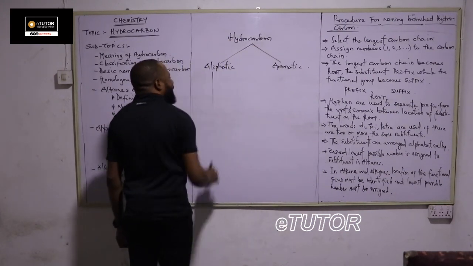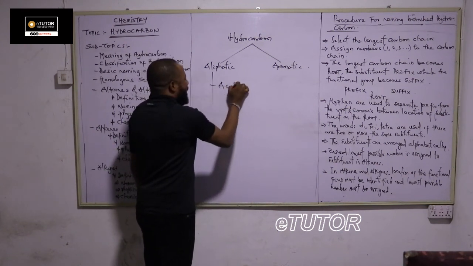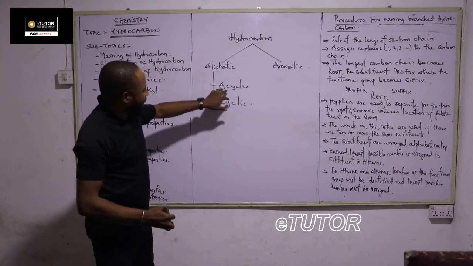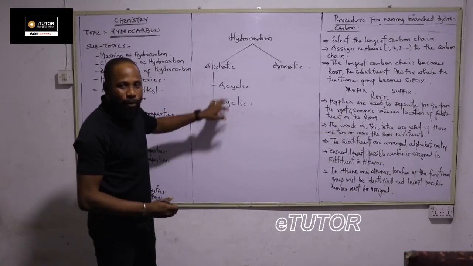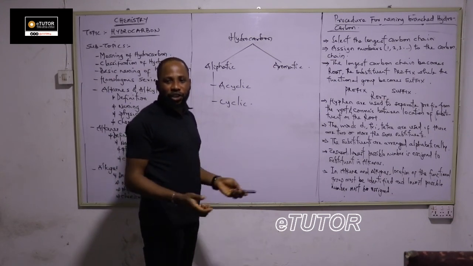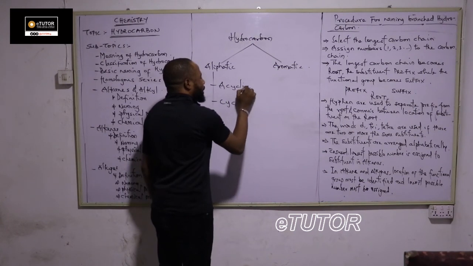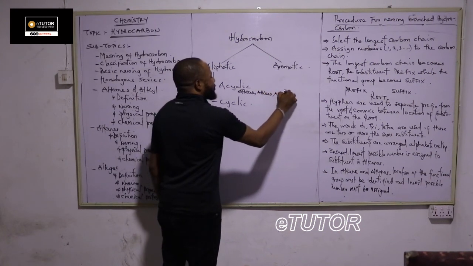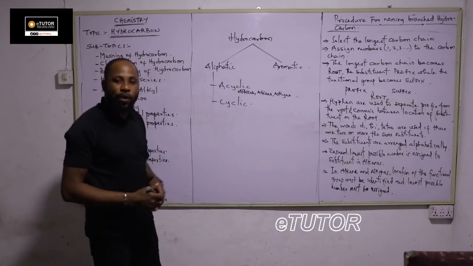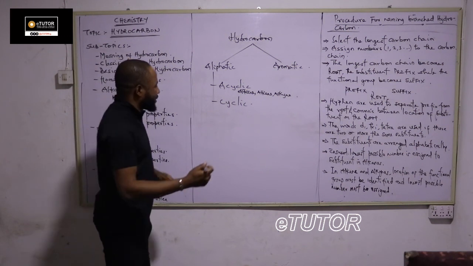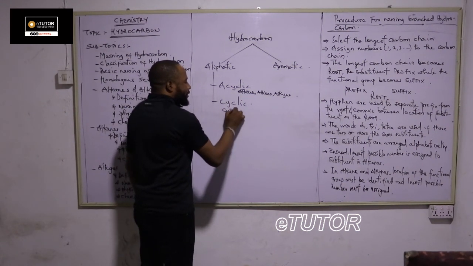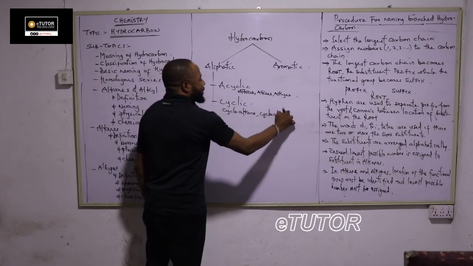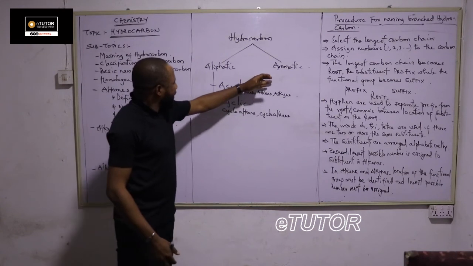The aliphatic is subdivided again into acyclic hydrocarbon and cyclic hydrocarbon. The acyclic hydrocarbons are aliphatic hydrocarbons with straight or branch chain. Examples include the alkanes, the alkene, and the alkyne. The cyclic aliphatic hydrocarbons are hydrocarbons with ring chain. Examples: cycloalkane, cycloalkene, etc. Then the aromatic hydrocarbon.